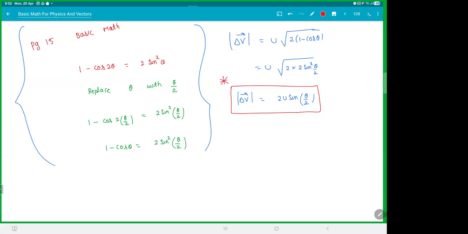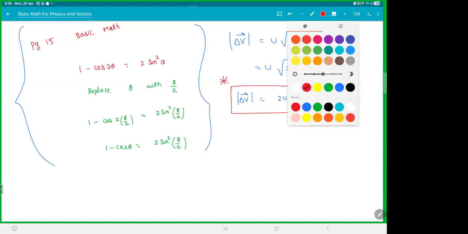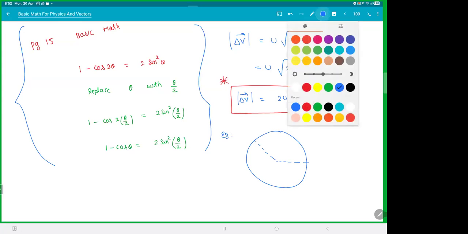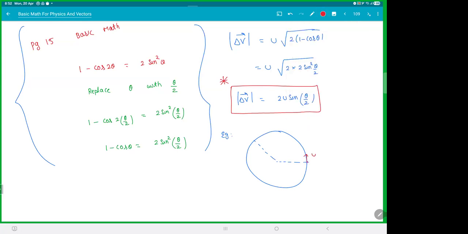So if they ask you to find the magnitude of change in speed, this is what to do. An example question would be like this. There is a particle going in a circle. They'll say something of this sort. Let's say the particle is going with 10 meters per second. It has reached somewhere here, 10 meters per second. And let's say this angle is 120 degrees.